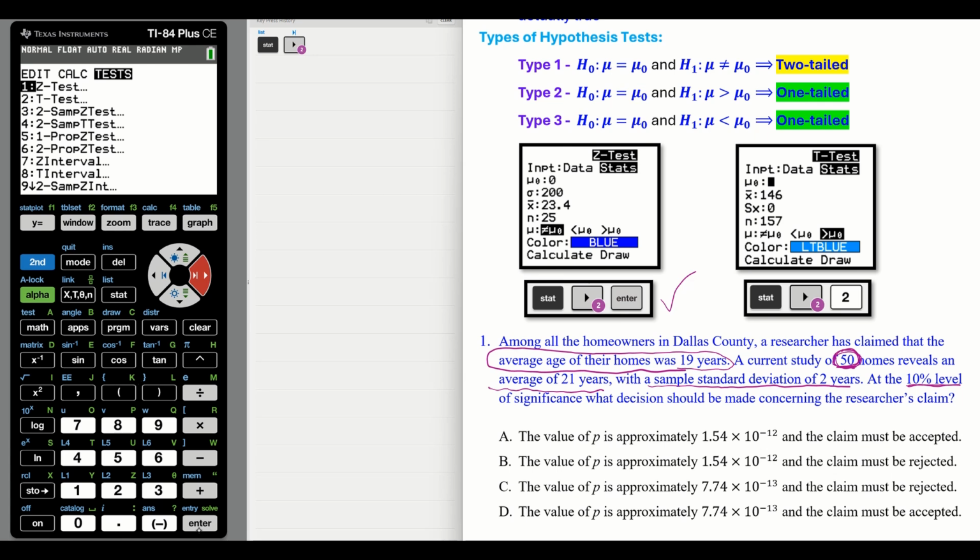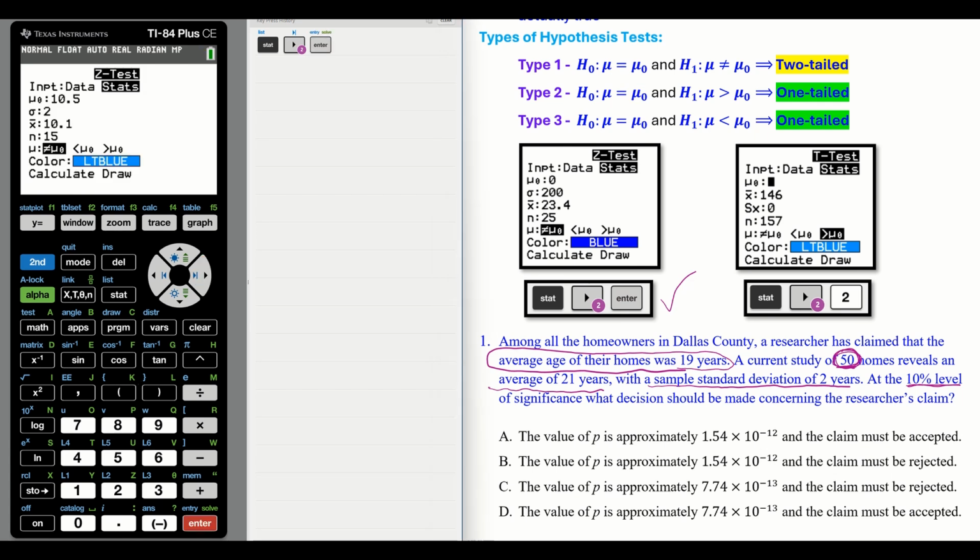Okay, then we don't have to push any numbers. We just enter. Now, the difference between data and stats. Data, you've got to put information into the TI-84 in your L1, your L2. We are not using data. We are using stats. So because we're using stats, we just take the numbers out of our word problem and put them right in. So let's clear that out.